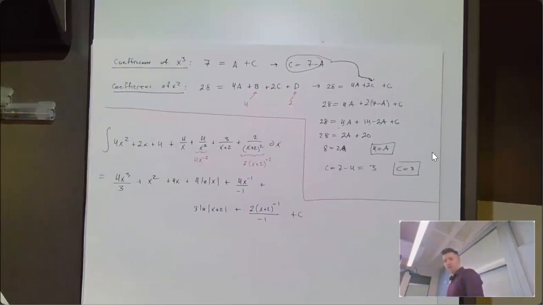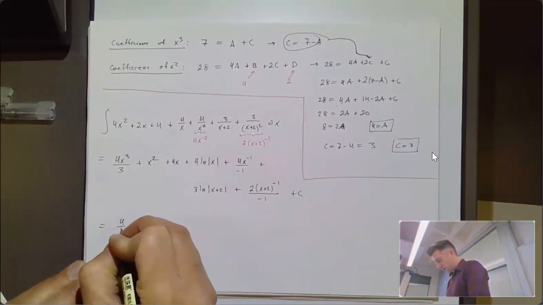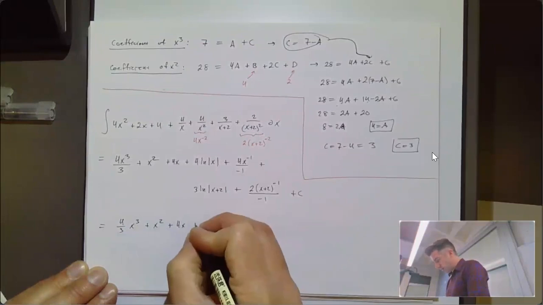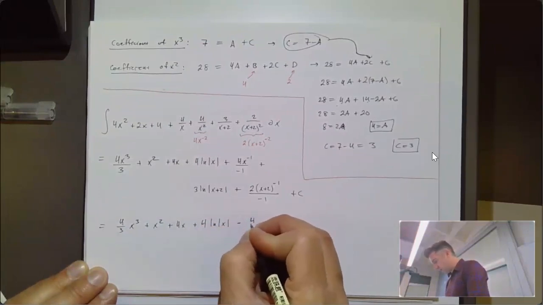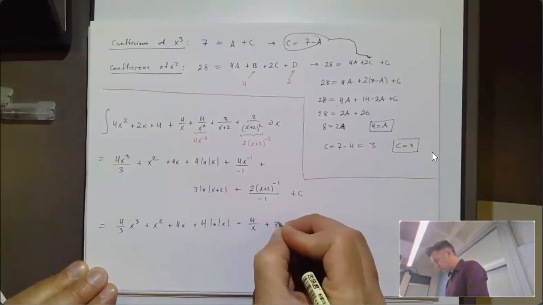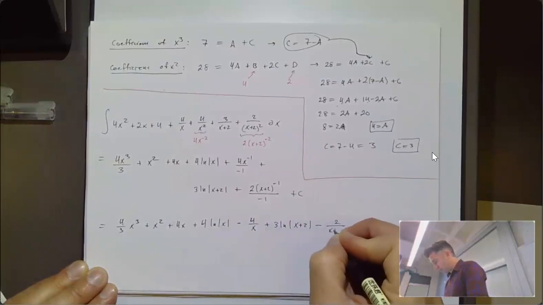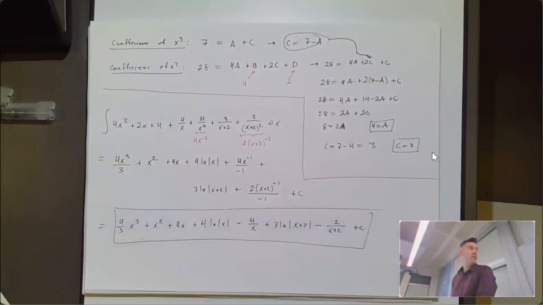And if you really wanted to make it look a little bit nicer, you could write it as 4/3 x cubed plus x squared plus 4x plus 4 natural log of the absolute value of x minus 4 over x plus 3 natural log of the absolute value of x plus 2 minus 2 over x plus 2. It's a beast, but very doable. It just, as with a lot of things in math, takes time.